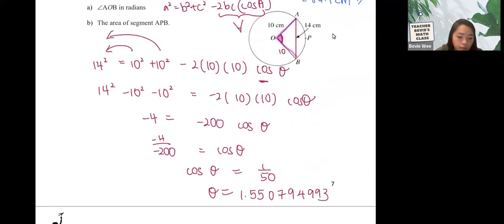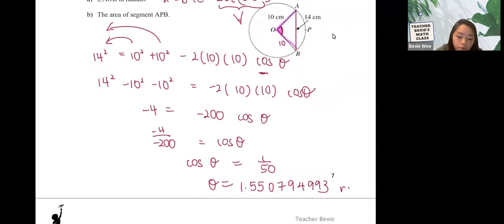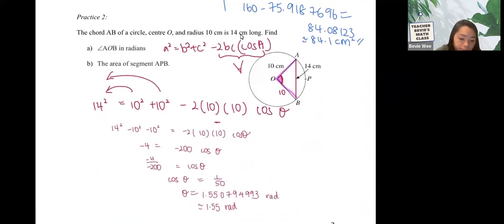Okay, can. So this is theta in radian. All right. So don't be shocked if you see something like, hey, how come my degree so small and 1.55 degree? No, this is not in degree. This is in radian mode. Okay. So radian, unlike your degree, round it off to 1 dp. Radian, it's to 3 SF. Let me repeat. Radian mode, it's rounded off to 3 SF.